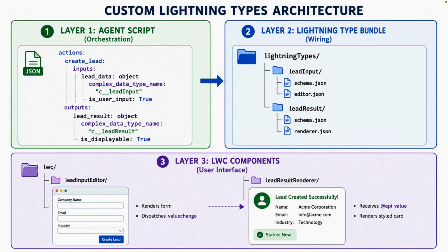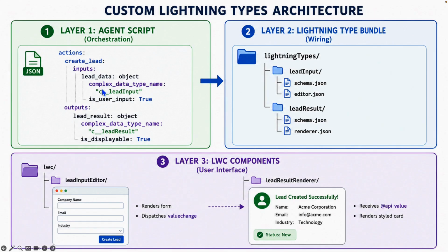We will deep dive into each layer down the line as we move further. So let's talk in more detail about each layer. The first one that we have here is the agent script. In the agent script, under the action, you have to specify which action is responsible for input and which action is responsible for the output.